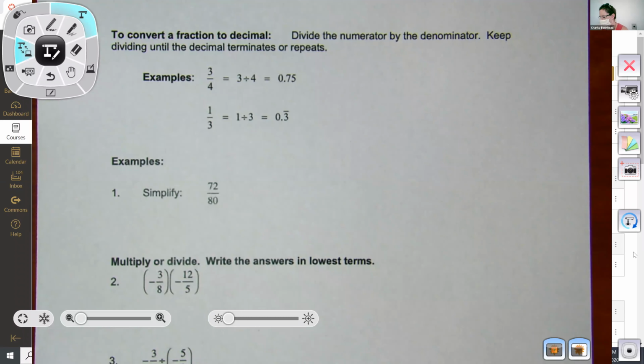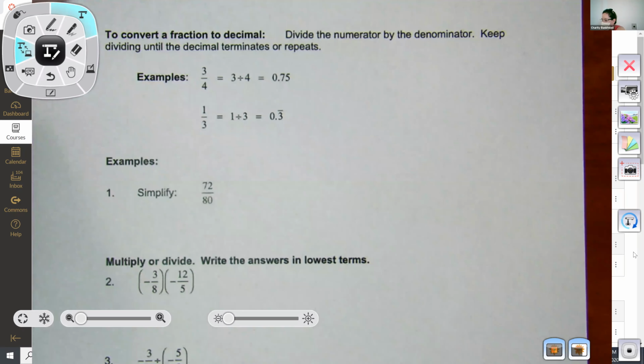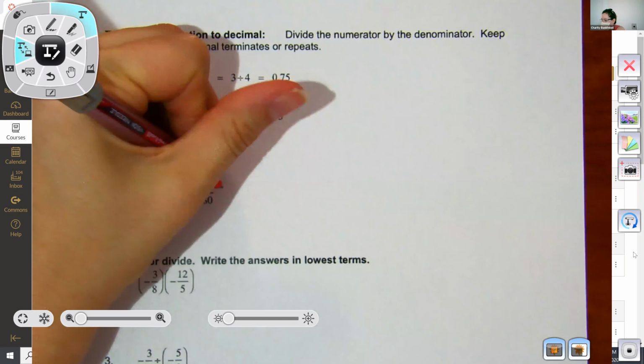Simplify 72 over 80. So try to find the greatest common factor. Now, when you're simplifying a fraction, you don't necessarily have to find the greatest common factor, as long as you can find a common factor and divide it. And then you just kind of figure out from there if you need to reduce it more or if you're done. So for example, I know I can divide both of these numbers by 2. I'm not 100% sure if that's the greatest common factor or not, but I don't really care. I'm just going to divide them both by 2.